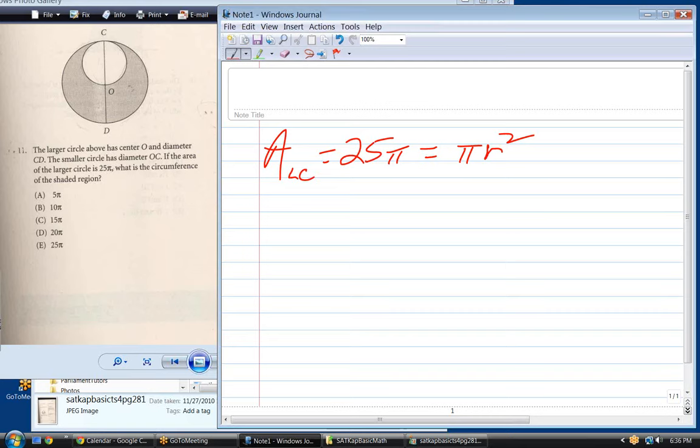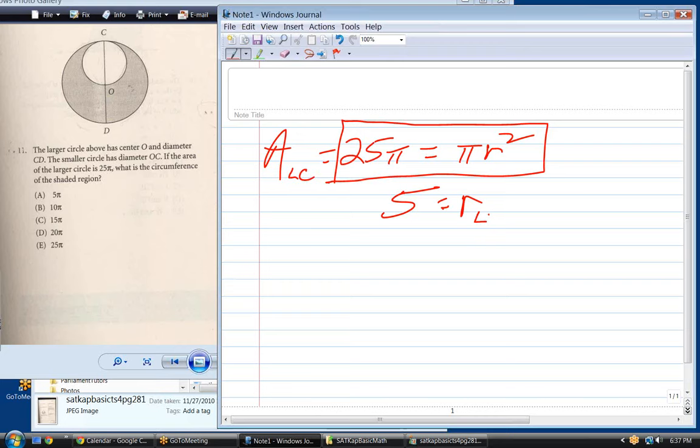All right, so what is the radius of this? If 25 pi is equal to pi r squared, what's r? 5. Okay, so from O to D is 5. What's the radius of the little circle? Half of 5, so 2.5.